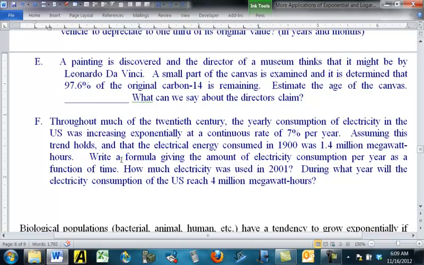amount of electricity consumption per year as a function of time. And then find out how much electricity was used in 2001, and during what year will the electric consumption of the U.S. reach 4 million megawatt hours. Does that already happen, or will that be in the future? Figure that out, assuming that rate of growth.